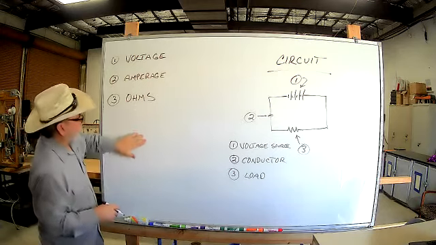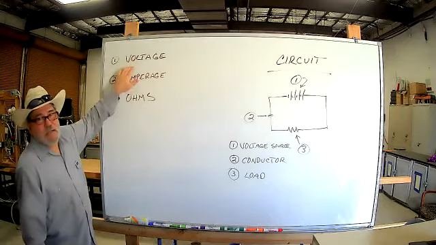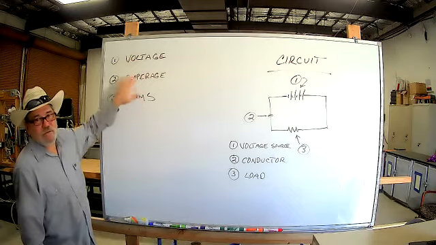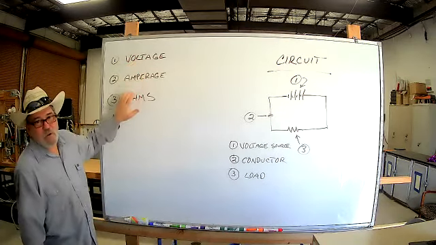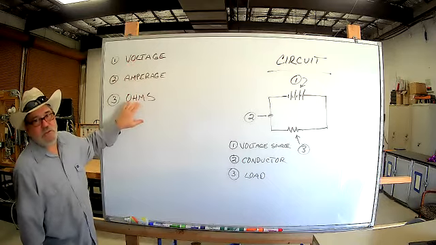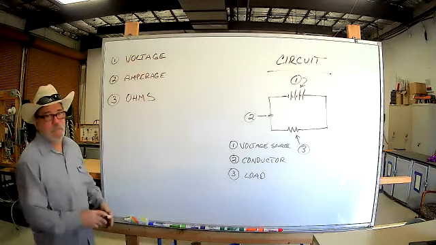So remember, all this stuff is really a measurement of something else. This measures electrical pressure, this measures current flow, and this measures resistance to that current flow. So these three things are measurements.